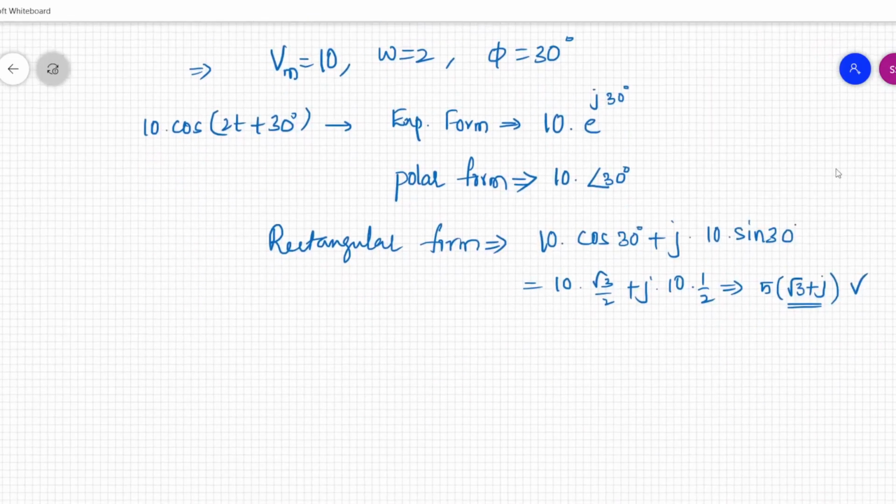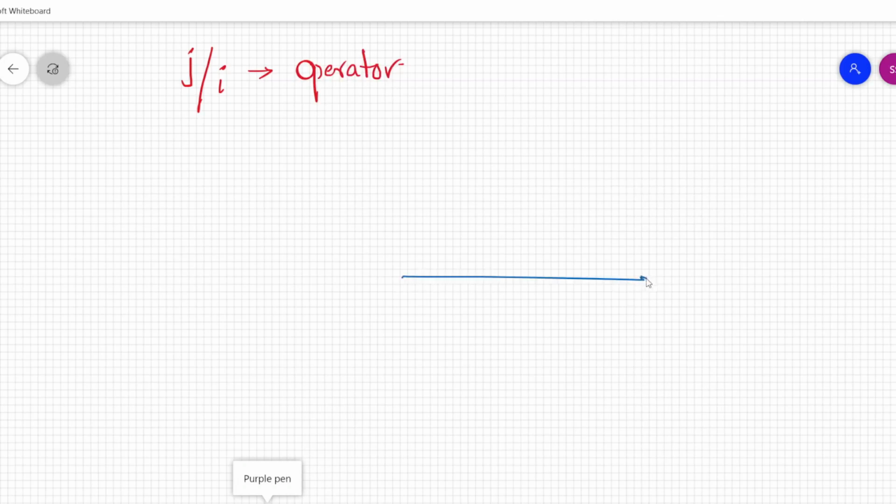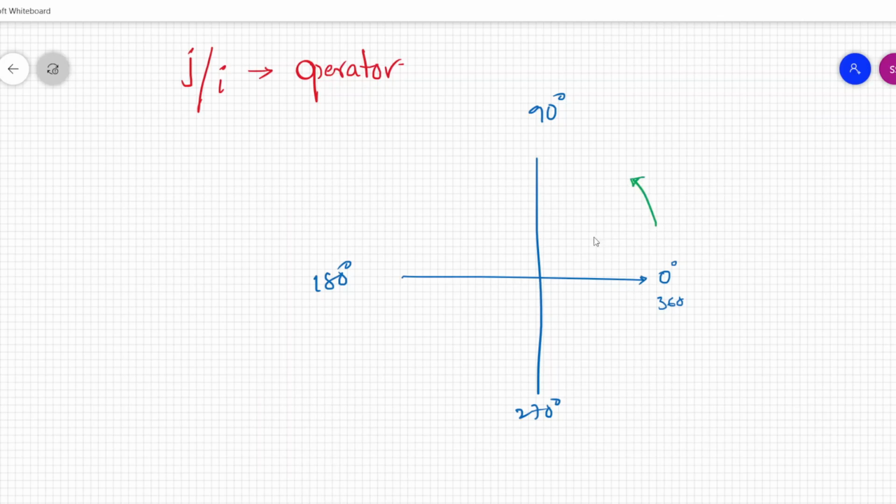Now I'm going to tell you about this j operator. What is the significance of the j operator? J, which can also be represented as i, is famously called the j operator. So what was this phasor? Here we have 0 degrees, here 90 degrees, 180 and 270, and here 360. Our phasor starts from 0 and rotates in the counterclockwise direction. In our AC circuits there is a term called reactance.